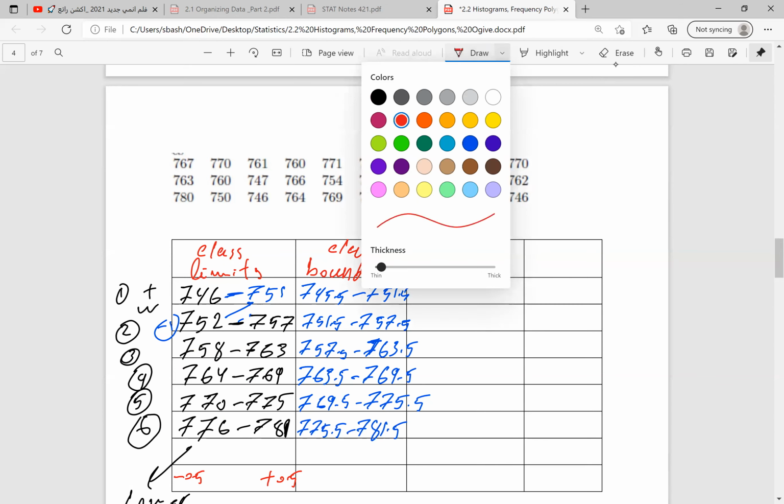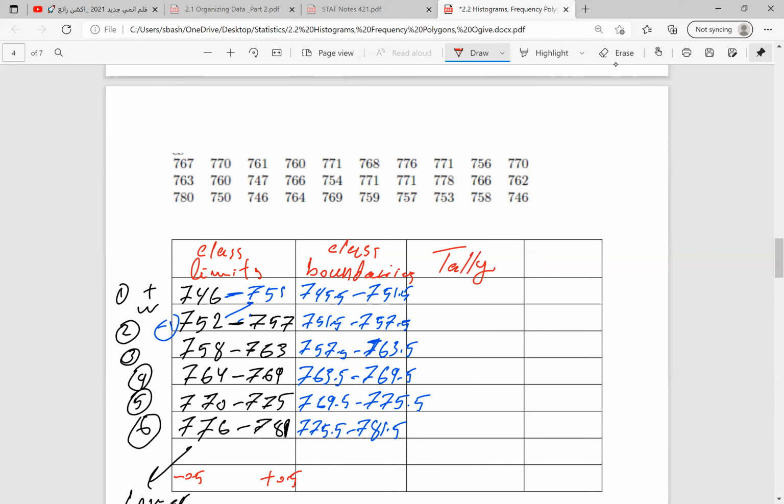Now we can find the tallies for this one, going through the data one by one. 67, it is in the fourth one. 77, it will be in the fifth one. 61, it is in the third one. 60, it is in the third one. 71, it is in the fifth one. 68, fourth one. 76 is in the last one. 71, fifth one. 56 will be in the second one. 70 is in the fifth one. 63 is in the third one. 60 also third one. 47 is in the first one.